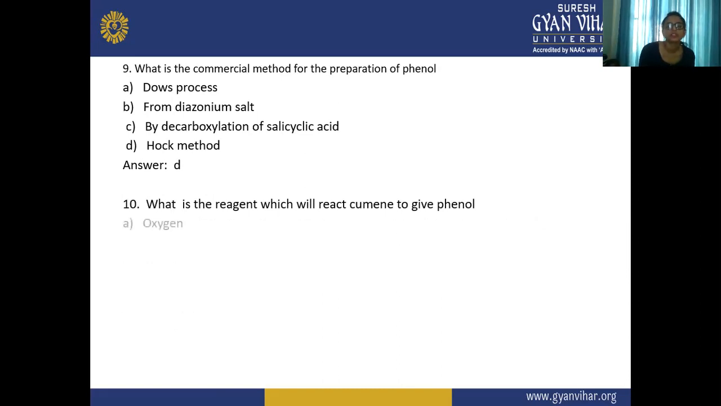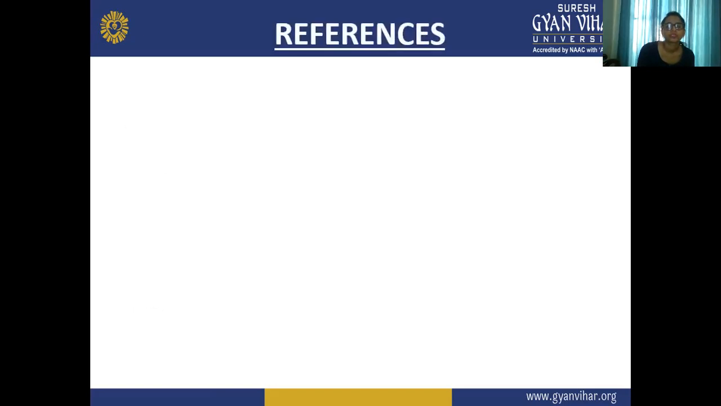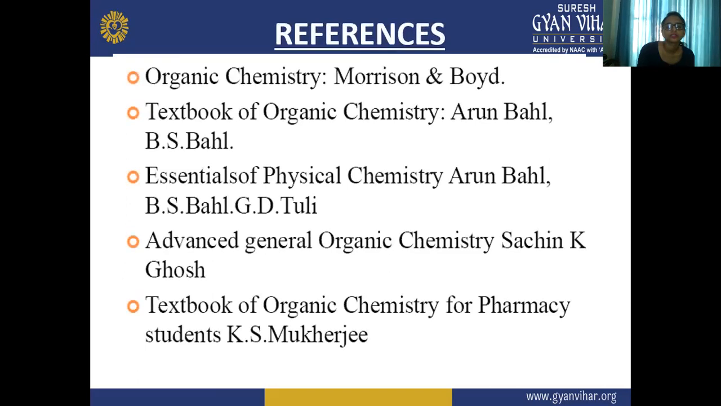What is the reagent which reacts with cumene to give phenol? The options are given: oxygen, hydrogen, nitrogen, ozone, and oxidation. When cumene is oxidized, it gives phenol. So here oxygen is used. So these are the references of this topic. Thank you.